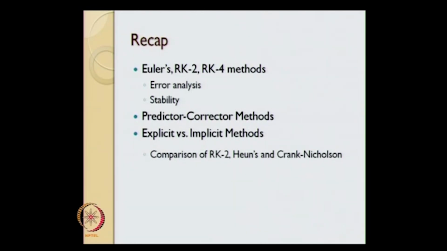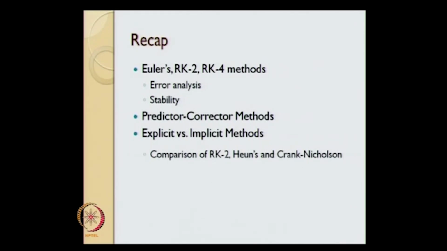So we did error analysis for the Runge-Kutta family of methods, followed by the stability analysis. Then we took up Heun's method and put it in a predictor-corrector form, as well as we considered explicit versus implicit methods. Specifically, we took the explicit Euler's method and implicit Euler's method and saw the stability results for a linear system. We compared a second order RK method with Heun's method, which is a predictor-corrector method, and compared it with the Crank-Nicolson method, which is a semi-implicit method.